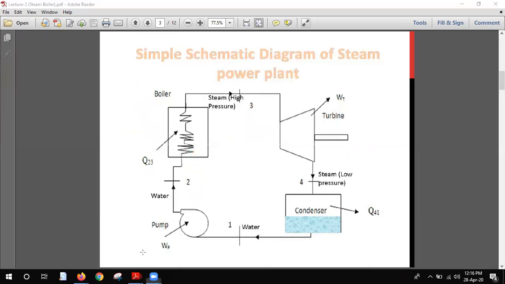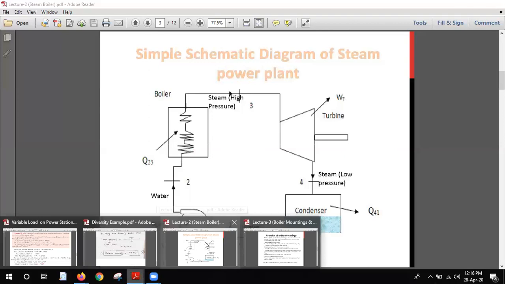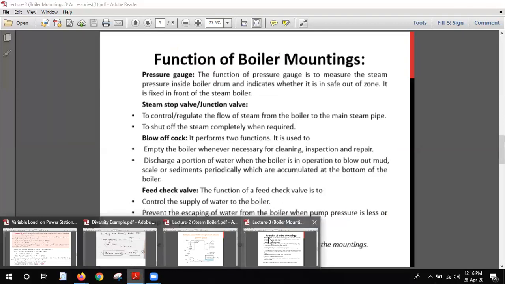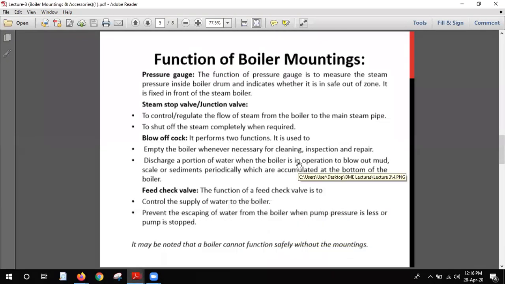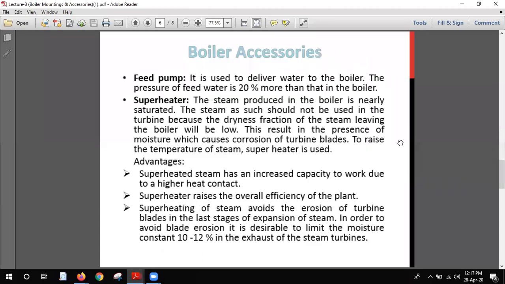Okay, let's get back to the things again. So those were the mountings; these are all directly connected inside the boiler. Now we will discuss some things that are accessories, not directly connected but indirectly connected, and that help the boiler run properly. The first one is the feed pump. We already know the feed pump because the feed pump pumps the water to the boiler.